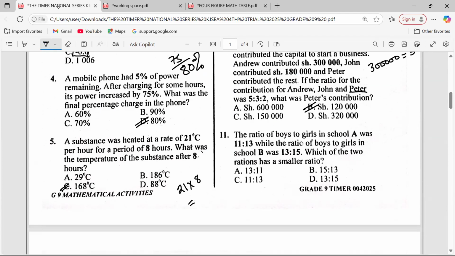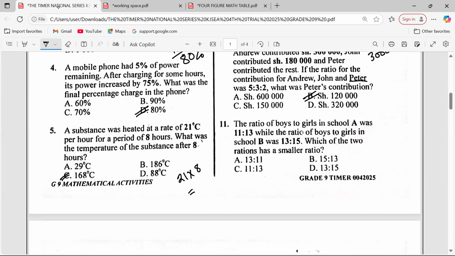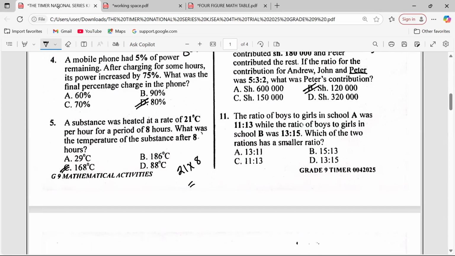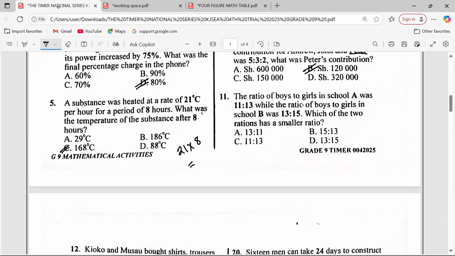All right. The ratio of boys to girls in school A was 11:13, while the ratio of boys to girls in school B was 13:15. Which of the two ratios is smaller? Okay, which of the ratios is smaller, in other words? I think that is what they wanted to mean.